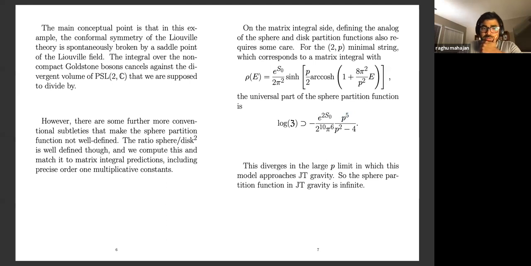I see. And sorry, you must go on, but just to make sure, because at least as far as I could tell, the disk partition function, certainly for JT, is finite. Yes. There are some issues about regulating, but let's say it's finite. And you would agree with that, right? So it's really the sphere which is divergent. Yes. Okay. Yes. Thank you.